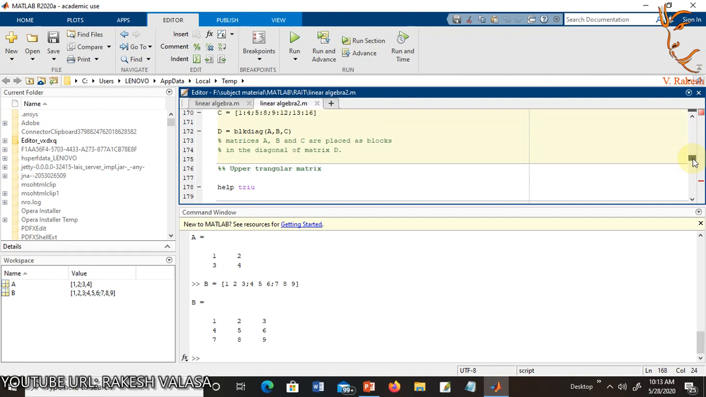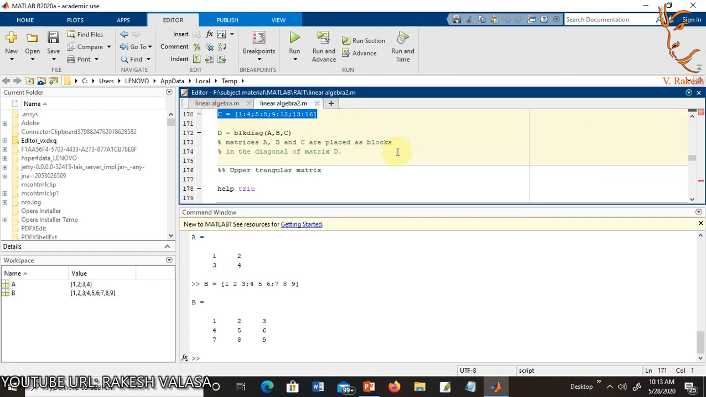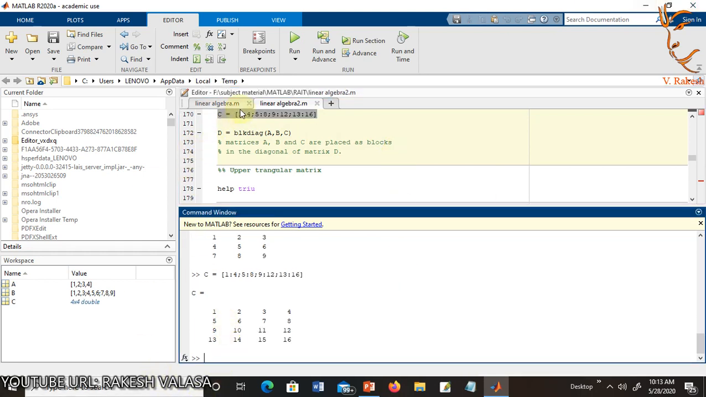Now also take C matrix. 1 colon 4 means first row 1 2 3 4 elements, second row 5 colon 8 means it generates 5 6 7 8 elements, third row 9 colon 12 means it generates 9 10 11 12 elements, fourth row 13 colon 16 generates elements from 13 to 16 in the fourth row, that is 13 14 15 16.